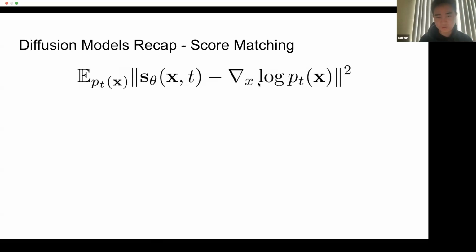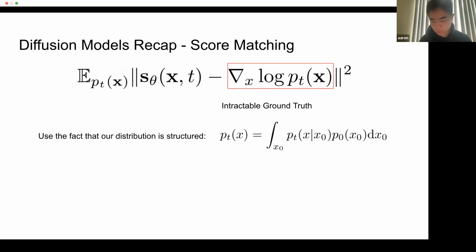It's a very natural thing to do. Of course, this gradient of the log probability is intractable as the ground truth, which is frustrating, but we can use the fact that our distribution is structured. In particular, we have that this p_t is equal to this convolution of your p_0, which you can think of as your data distribution, with this SDE transition kernel. So if you can imagine you take a data point, you randomly apply your SDE noise, which is given by this transition kernel, and this gives you your p_t distribution for each time step t.